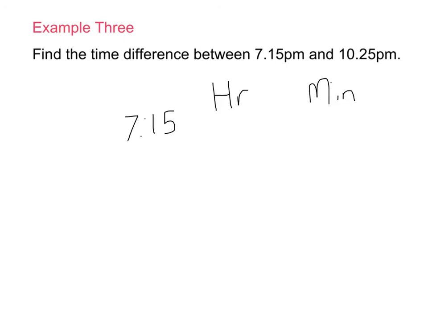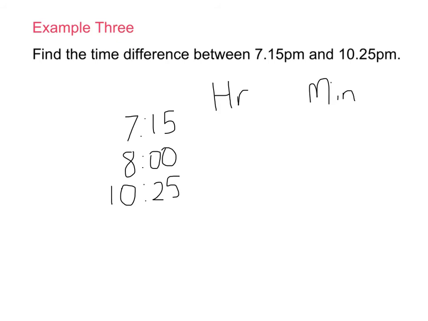So after 7:15, we need to find the next whole hour. So 7:15 is quarter past the hour, which means 8 o'clock is the next whole hour. And then I write the finishing time, which is 10:25. It'll make sense in a second why I've done this.